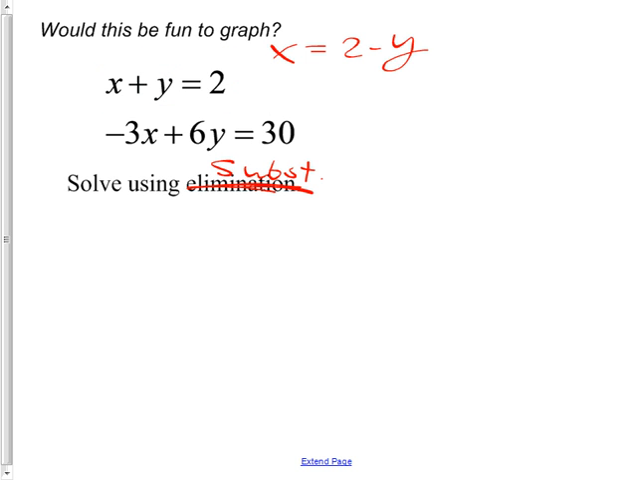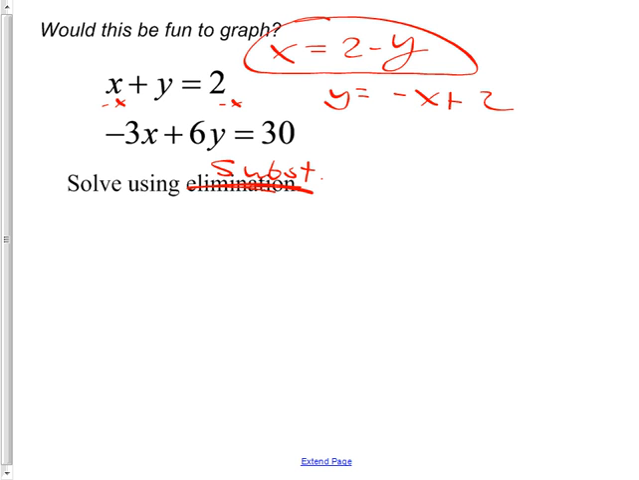Or I can solve it for y. If I solve this for y and get the x over there, I go minus x, and I'd have y is equal to negative x plus 2. Personally, I like that one better, because it is less messy; that negative x is kind of icky. So now that I've done that, would you please substitute this into this and see if you can get the right answer.